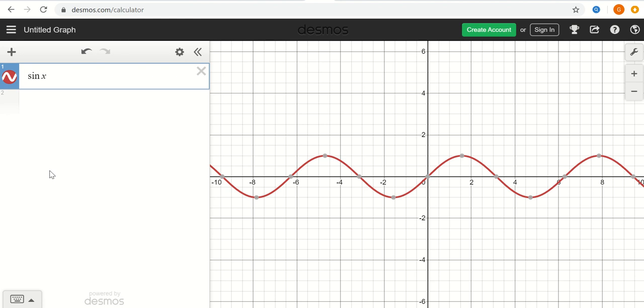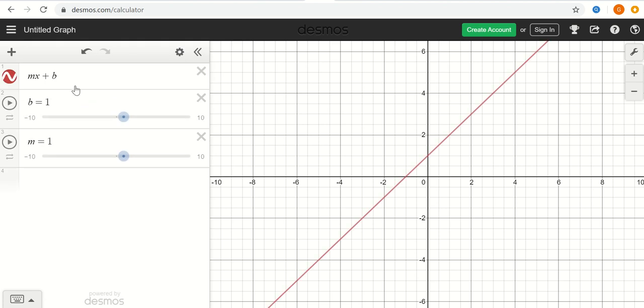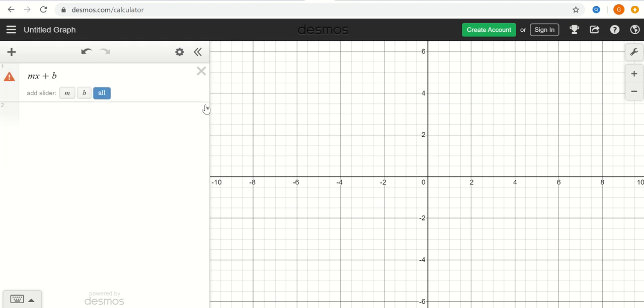You can do a whole bunch of other stuff with this as well. So as an example, let's say you want to type in the equation of a line, but you maybe want to play around with the slope or something. So you could say mx plus b, right? Because we know y equals mx plus b is really the slope-intercept form of a line. And what I've done here, and I just kind of skipped through, is when you type in mx plus b, if you type in letters like m and b, letters that usually aren't associated with a variable, what you can do is you can add sliders.